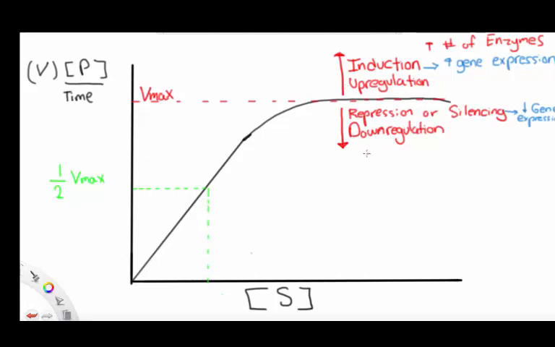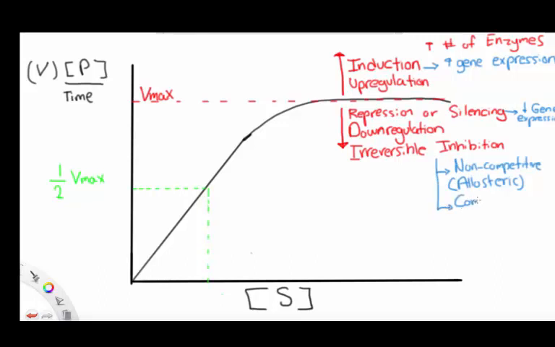And there's actually a third thing. It's what we call irreversible inhibition. And irreversible inhibition can be a multitude of things. It can be what we call non-competitive inhibition, which is usually what we call allosteric, or it can be competitive but irreversible. Let's explain these further. So let's see what non-competitive allosteric inhibition does. Let's say this is the inhibitor right here. What it does, it binds to another site, let's say right here, and it renders this enzyme inactive.